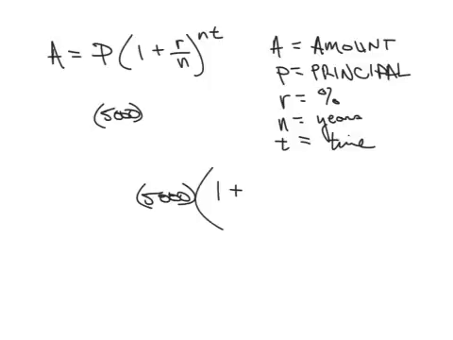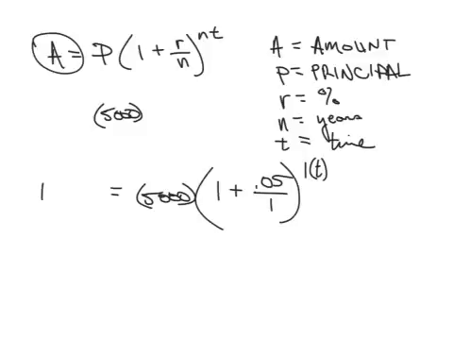5%, so 0.05 over N. It's compounded once a year, so N up here is 1, and T is what we're looking for, so we don't know that. And the amount? How long does it take for $5,000 to double? So the amount we want to end with is going to be double the $5,000.